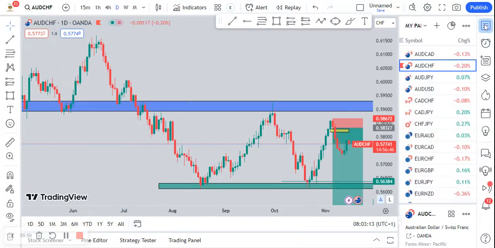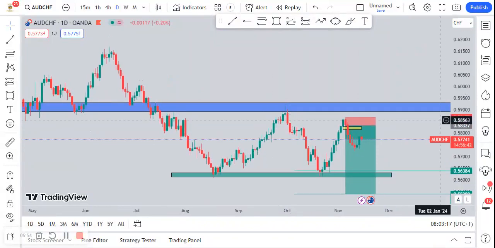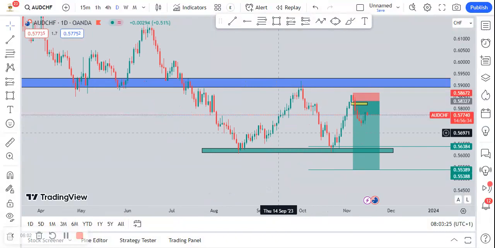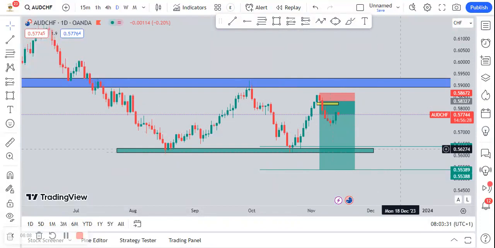So let me know this one. On my daily time frame now, this is the same double top, double bottom I'm seeing on a weekly chart. What I'm expecting this market to do is just to calm down. This is my first TP. I see this first green line is my first TP.